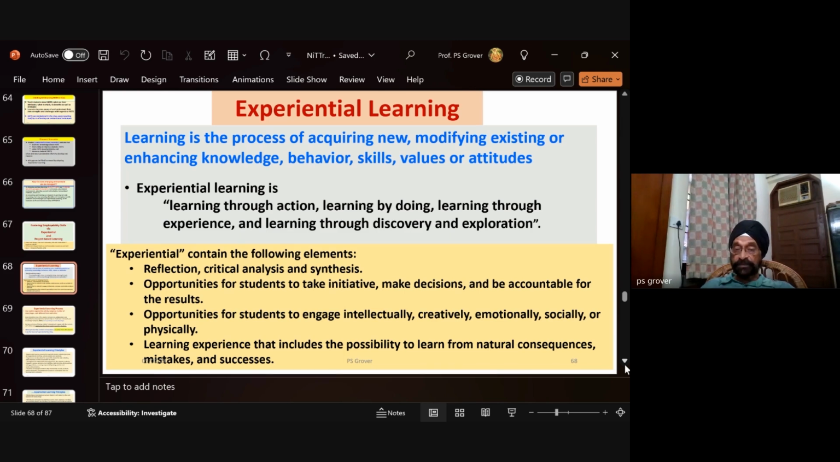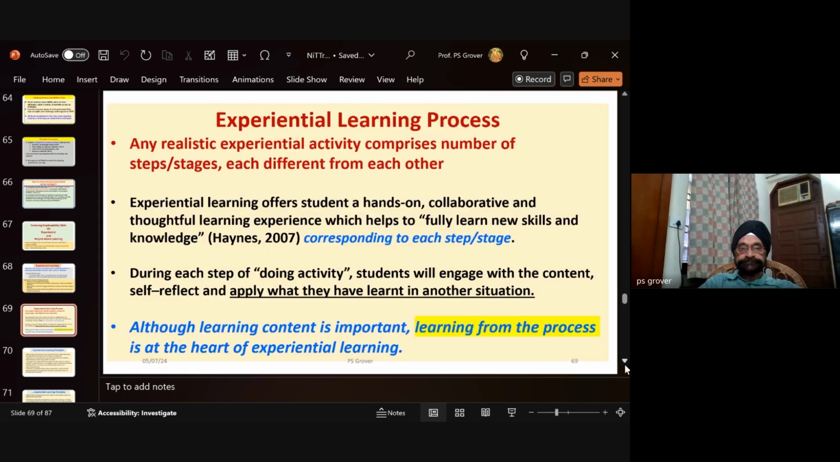Learning experience that include possible learning from natural consequences, mistakes, and success. That's what experiential learning is. That's what we have to incorporate in our teaching learning process. कैसे करना है? ये फैकल्टी, ये उसी टॉपिक, ये उस सिलेबस, ये उस कोर्स पे डिपेंड करेगा. But that's how we have to do all these things.